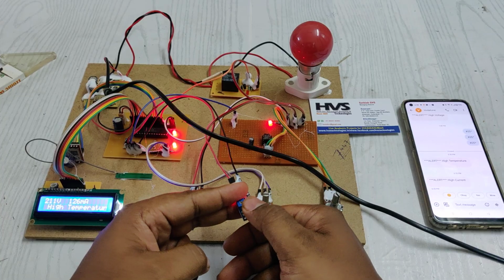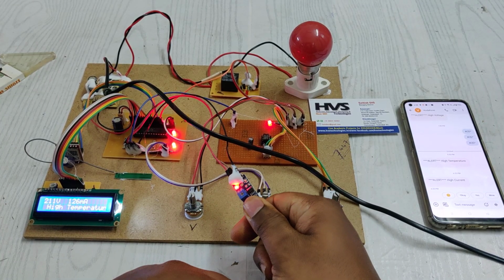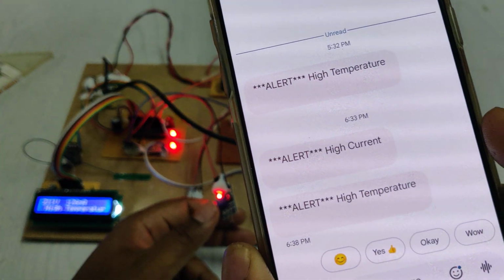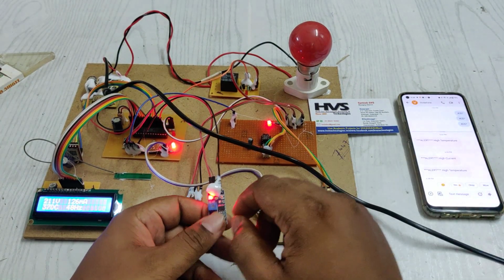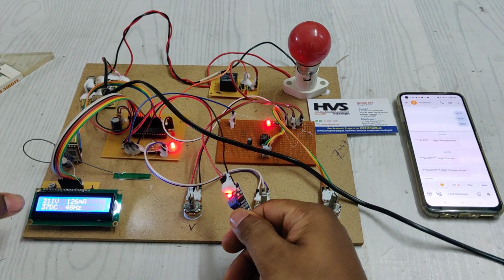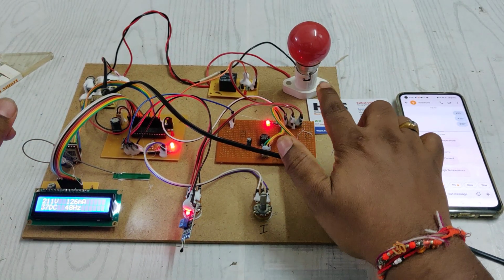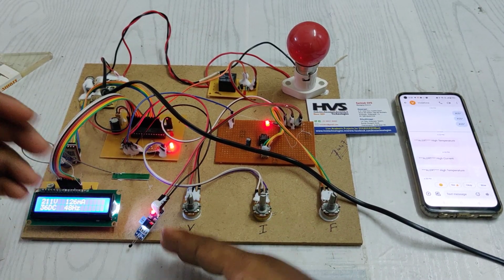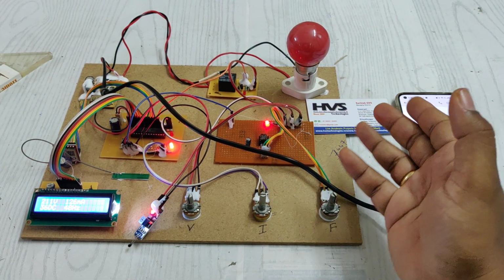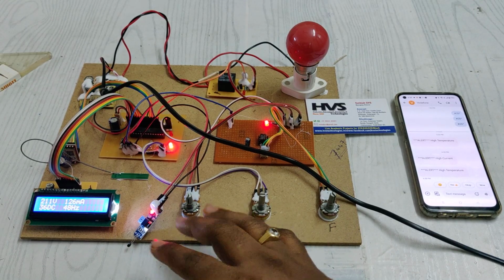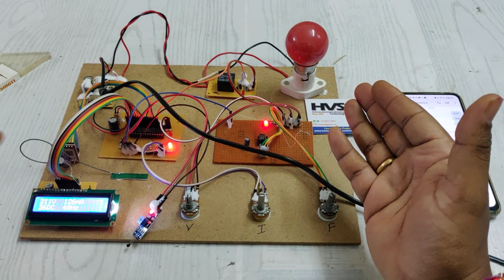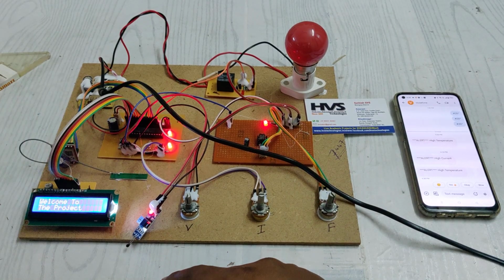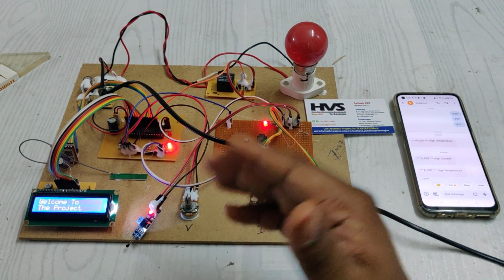When it crosses 45 degrees centigrade, it keeps on sending messages. We receive the message alerts: high temperature. When it is below 45 degrees, it is normal again, but the circuit breaker won't auto reset. Why? Because if a malfunction has occurred and it auto resets, the person repairing that section may get an electric shock. In order to eliminate that, there is a manual reset instead of auto reset.